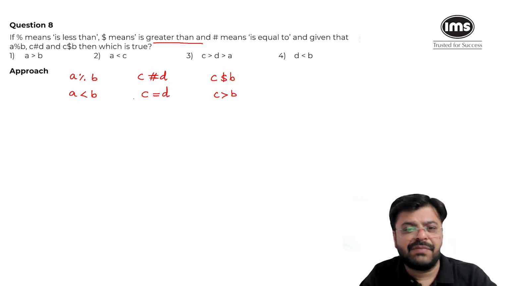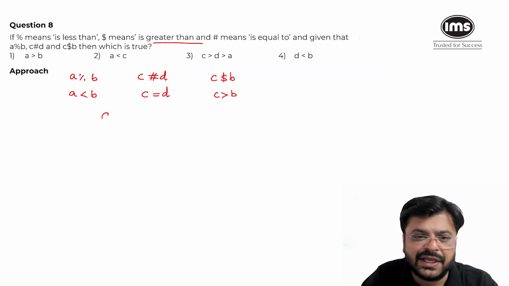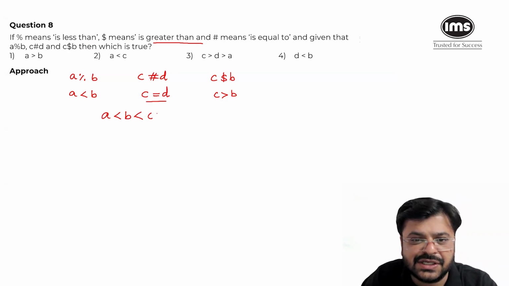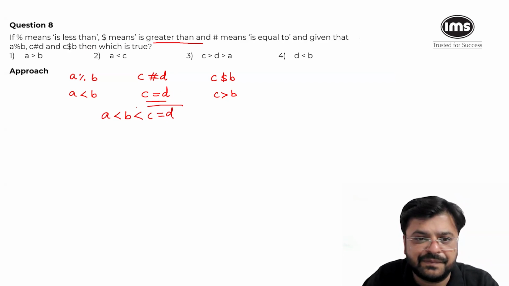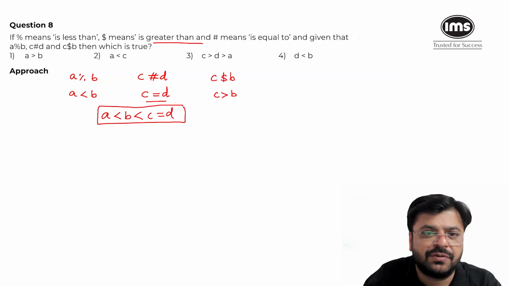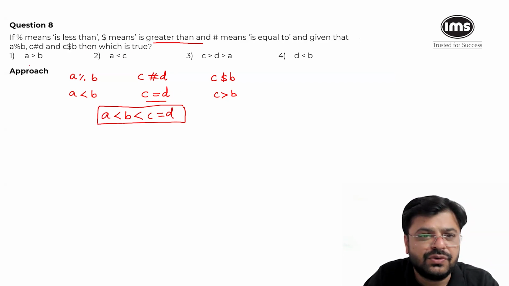So if we combine all three, we know that A is less than B and B is less than C and C is equal to D. So let's take the options, then, and see which is true.